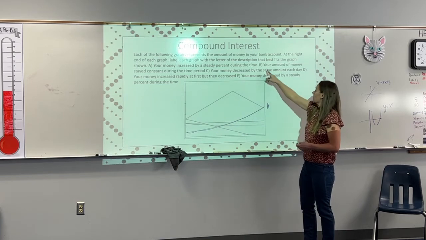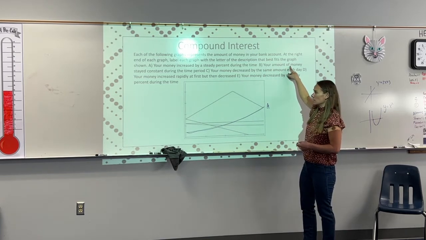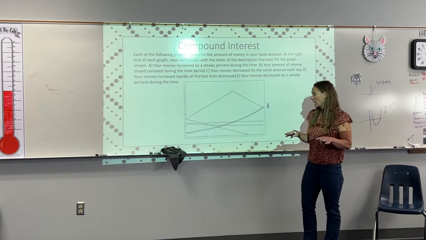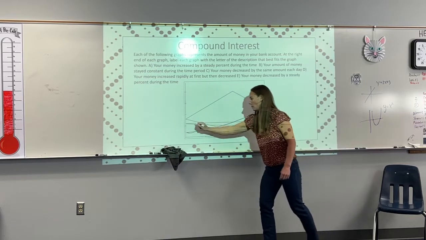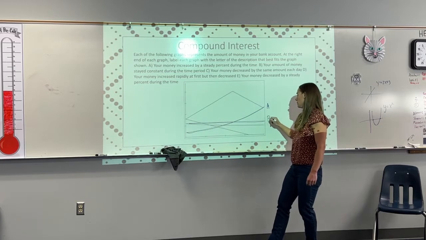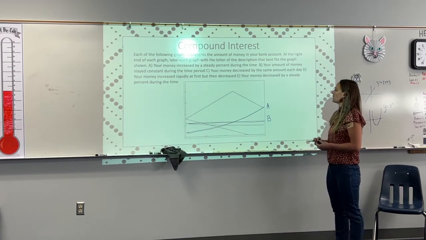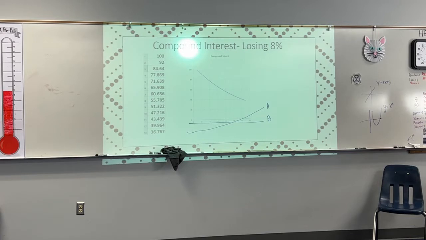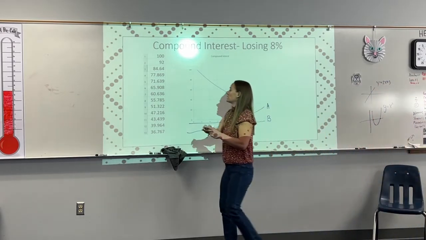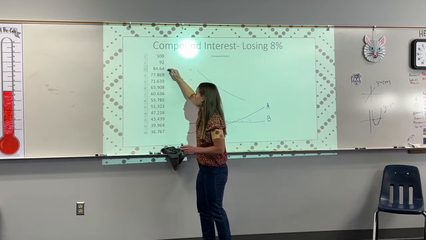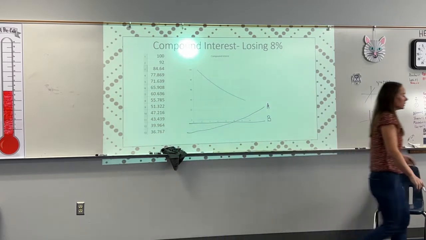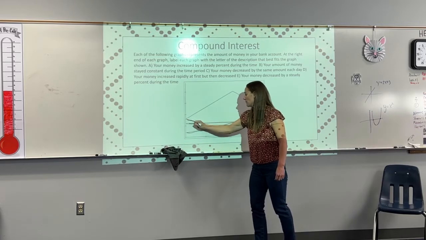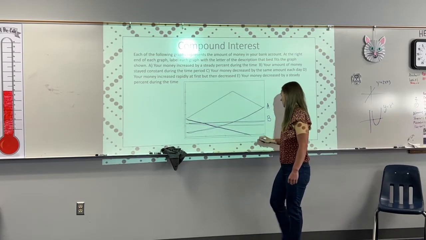Okay, so that's A. B, your amount of money stayed constant during the time period, meaning if your bank account was at $500, it stayed at $500. How would you describe that line here? Straight. Yep, straight and flat. So there's my B. C, your money decreased by the same amount each day. That is not this case right here. Here we were taking 8% of each, but when it's saying the same amount, it would be like doing -8, -8, -8. So that would be a linear function. That would be this one right here if we decrease by the same amount each time. So that would be my C.